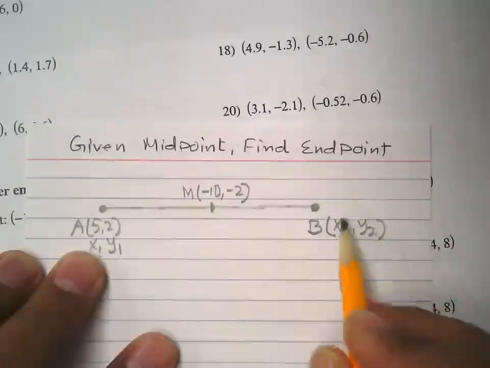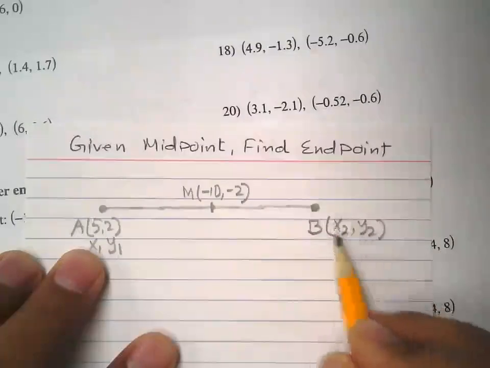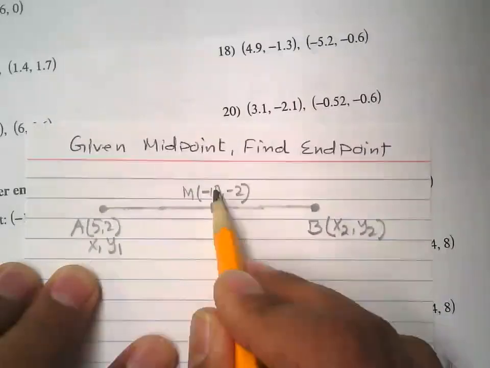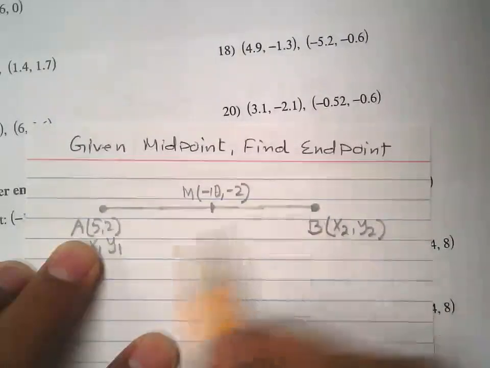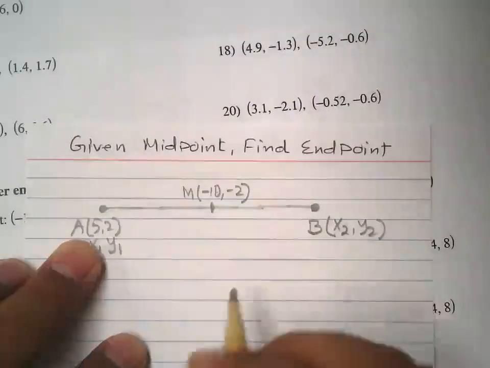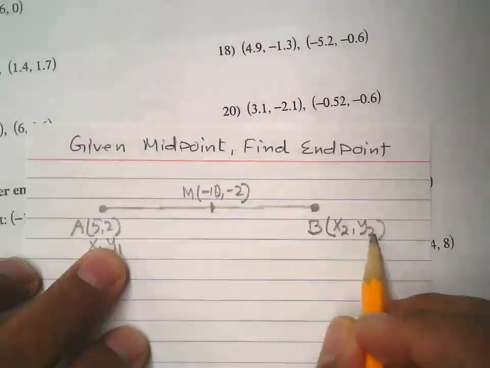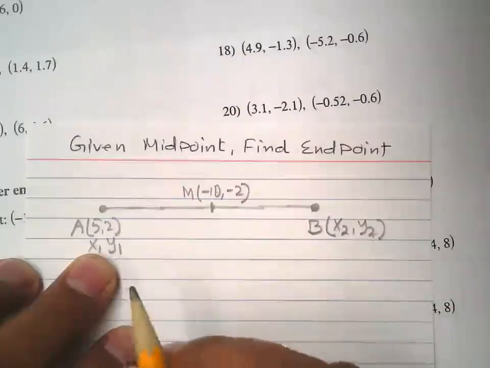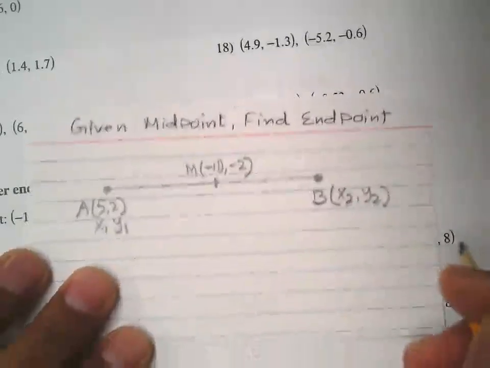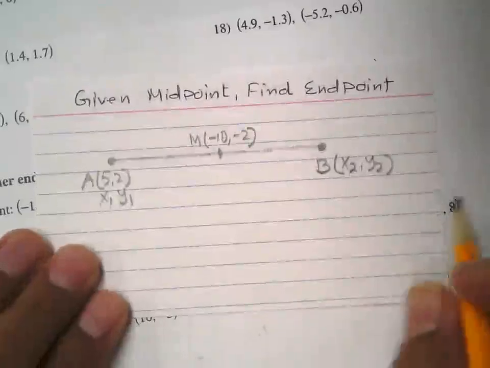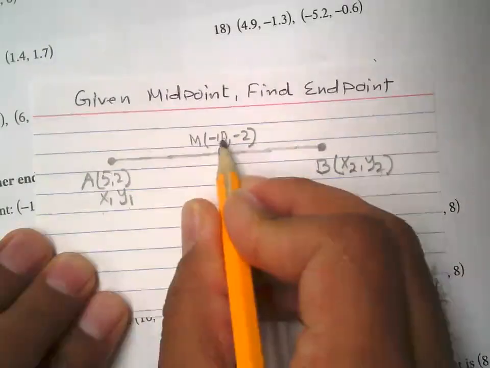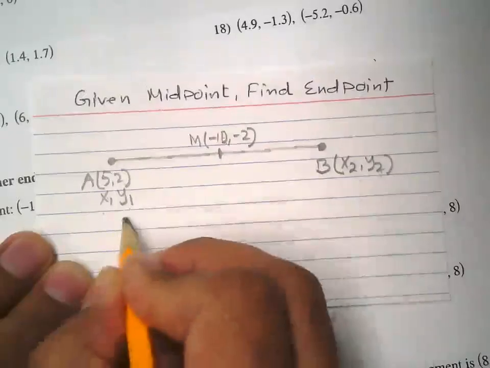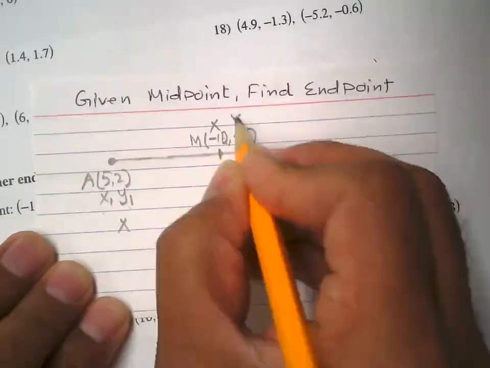So what would you do? I need to find a number for x2 that I add with x1 and divide by 2, and I should get -10. Same for y: y1 is 2, add the number and divide by 2, I should get -2. So what is that number? We learned that to find the midpoint, this is the x, and this is the y.